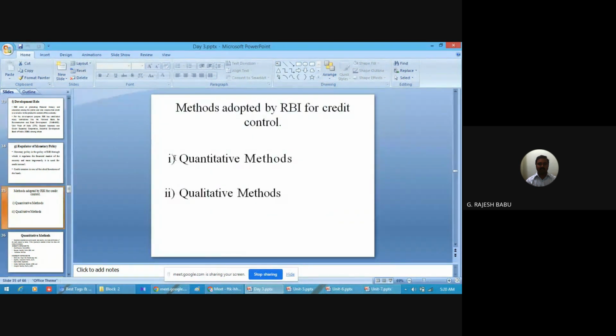Next one, methods adopted by the Reserve Bank of India for credit control. What are the methods adopted by the Reserve Bank of India for credit control? First one, quantitative method. Second one, qualitative method.